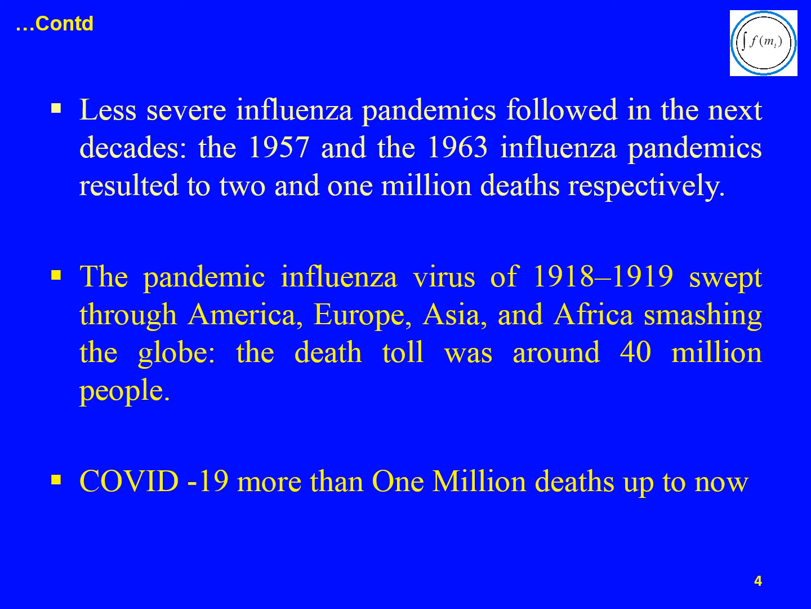Less severe influenza pandemics in 1957 and 1963. As a result, we lost 1 to 2 million human lives. The pandemic influenza virus in 1918 to 1919 spread through America, Europe, Asia and Africa. As a result, we lost 40 million human lives. Today we are suffering with COVID-19, which originated from China and spread over the world. As a result, we lost nearly 1 million human lives up to now.